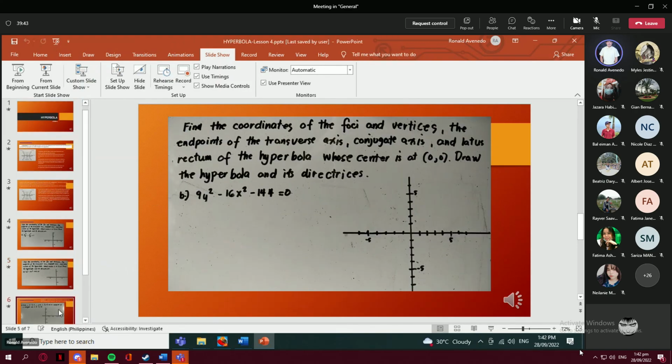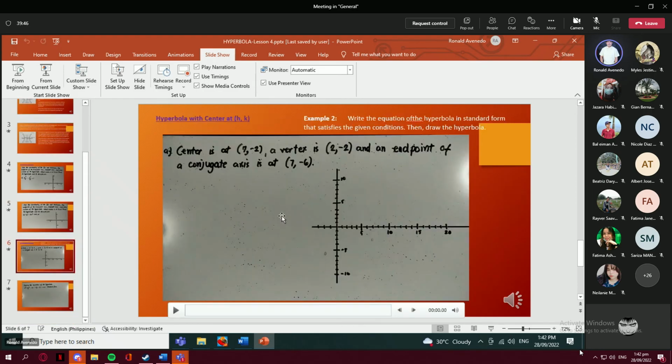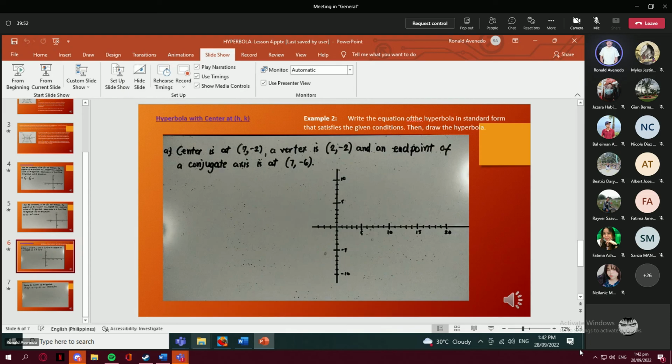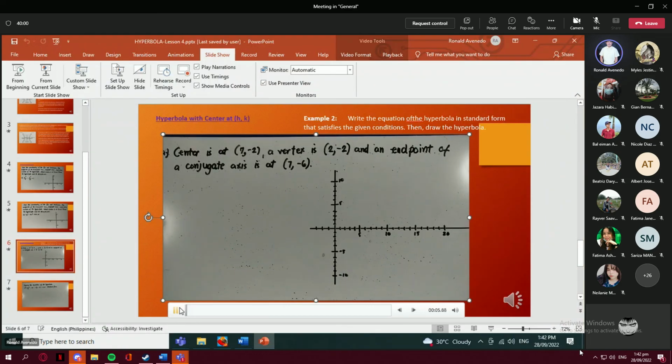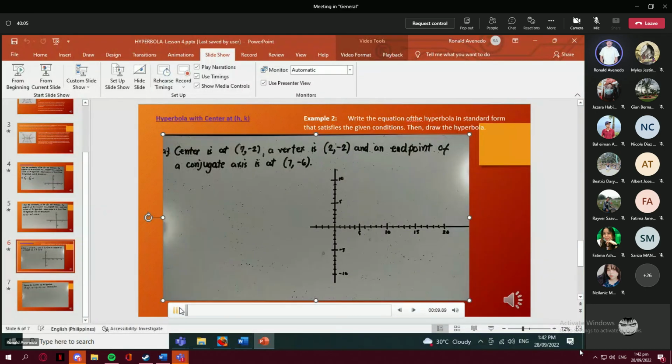This time, the center is not the origin or not 0, 0. So meaning to say, it can be any point on the Cartesian plane. Let's continue. Example. The given conditions are the center is at 7, negative 2. So 7, negative 2.